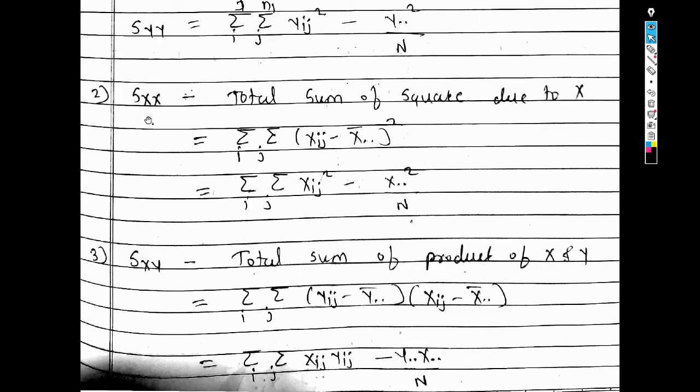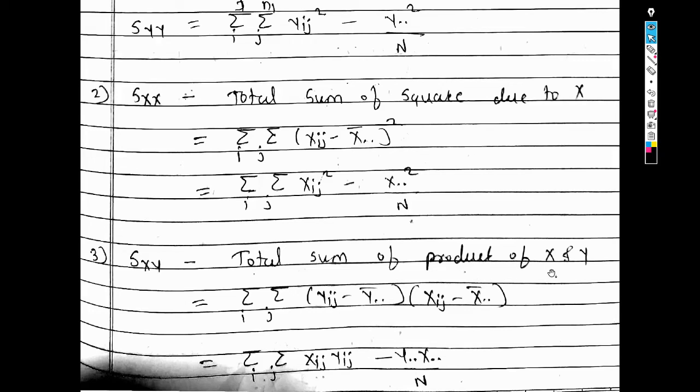Then Sxx is the total sum of squares due to x observations, and the formula for this is the summation of (xij minus x dot dot bar) whole squared. In terms of the correction factor it can be written as the summation of xij squared minus x dot dot squared divided by capital N. Then Sxy, which is the total sum of products of x and y.